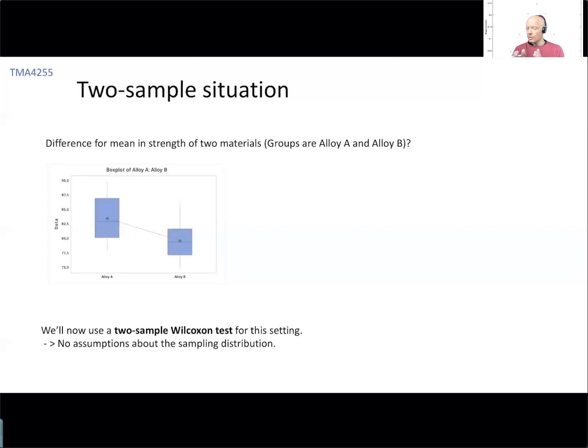So group 1, what ranks do they get? Group 2, what ranks do they get? Is it such that group 1 gets much smaller ranks in the sample than group 2? So this is what is done in the Wilcoxon 2 sample test. Non-parametric, no assumptions, just counting and ranking.